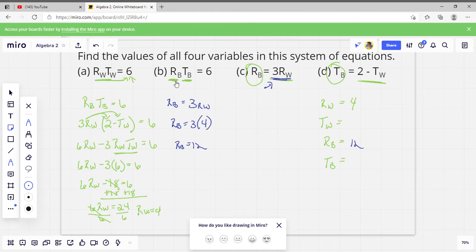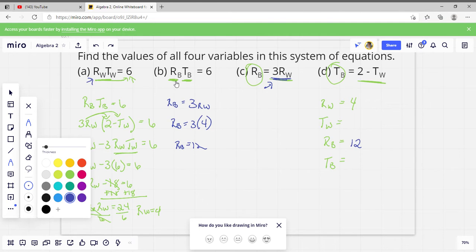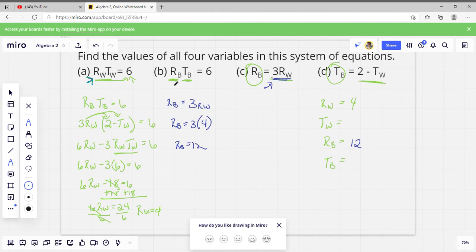Okay, now we can sub in another one using either one of those values. Let's try this one. Let me change colors. So we're going to use this one. RWTW equals 6. RW, we know that's 4, times TW equals 6. So we have to divide by 4. TW equals, we'll just reduce that to 3 over 2. That one is 3 over 2, and you will get fractions on some of these.